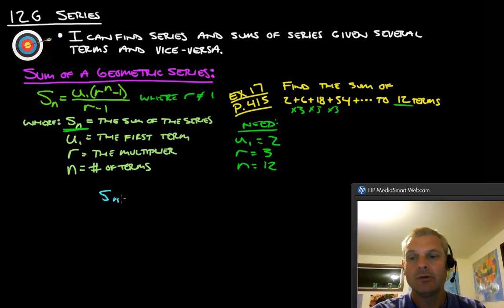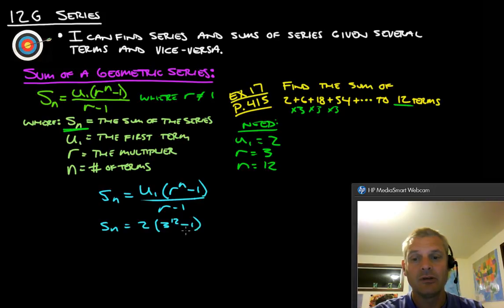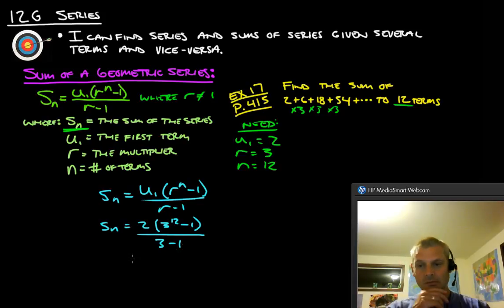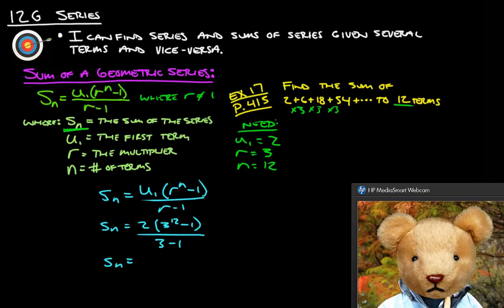All right, so S of n is going to equal, I'm just going to copy it down for good measure, u sub 1 times r to the n minus 1 all over r minus 1. So S of n, u sub 1 is 2, r is 3, n is 12, so 3 to the 12th, minus 1 all over r, which is 3, minus 1. Okay? So S of n equals, let's see, we're just about to finish. We should have someone finish this up for us. How about this fluffy little teddy bear? All right, let's go with that.